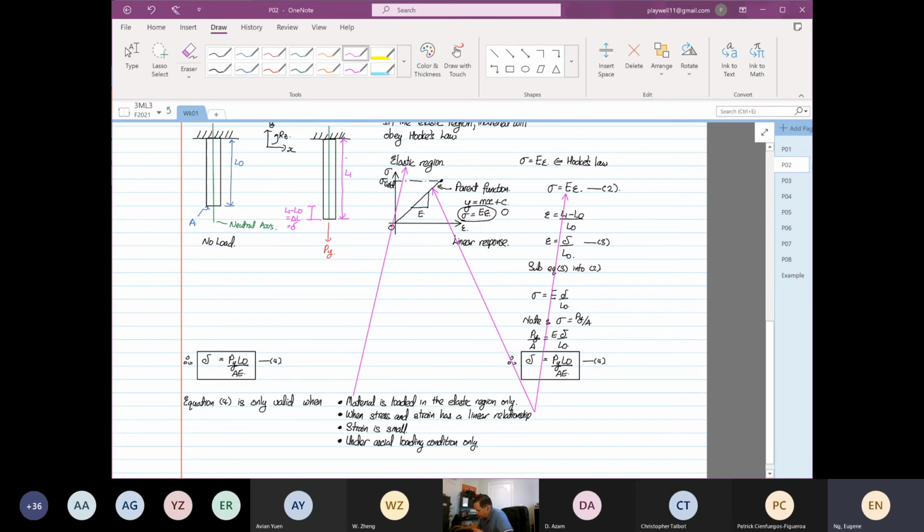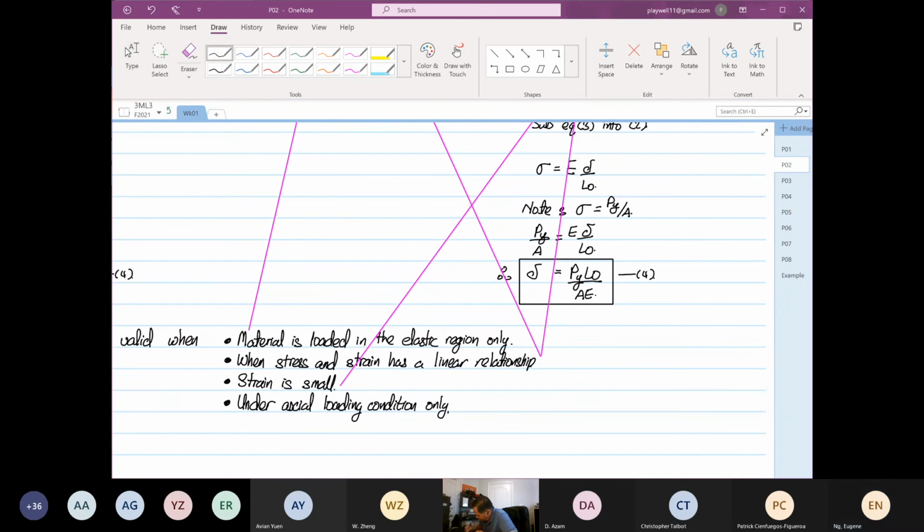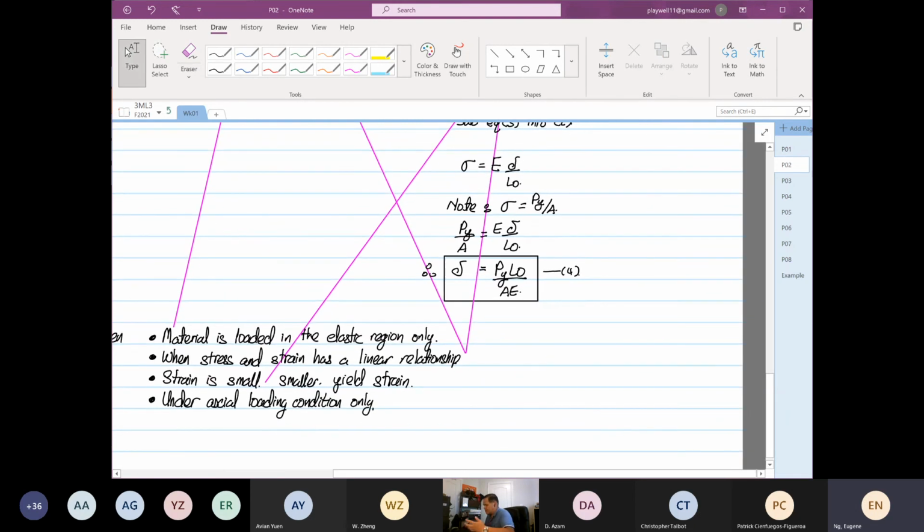The strain is small. So where do we get that from? The deflection induced by the load has to be small. So small over here means smaller than the yield strain. So if some of you ask, what is this value actually?